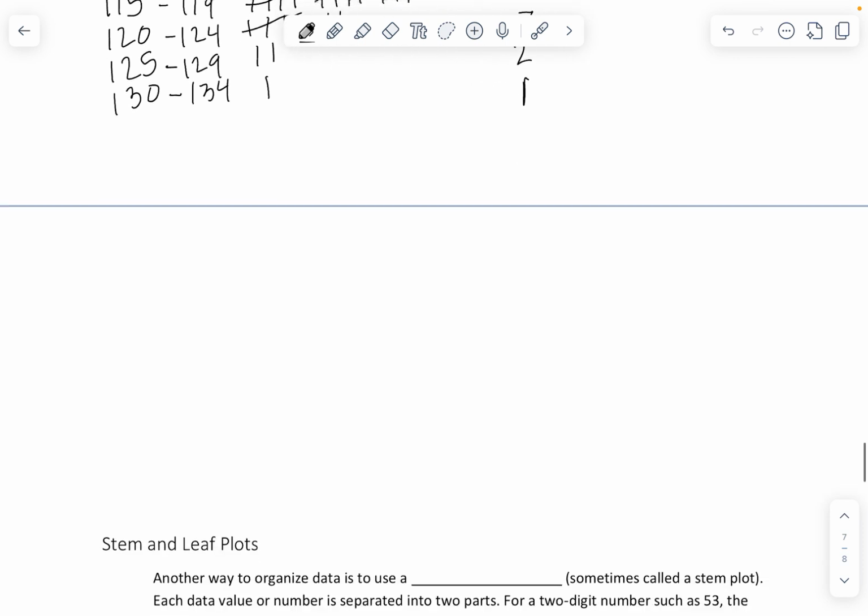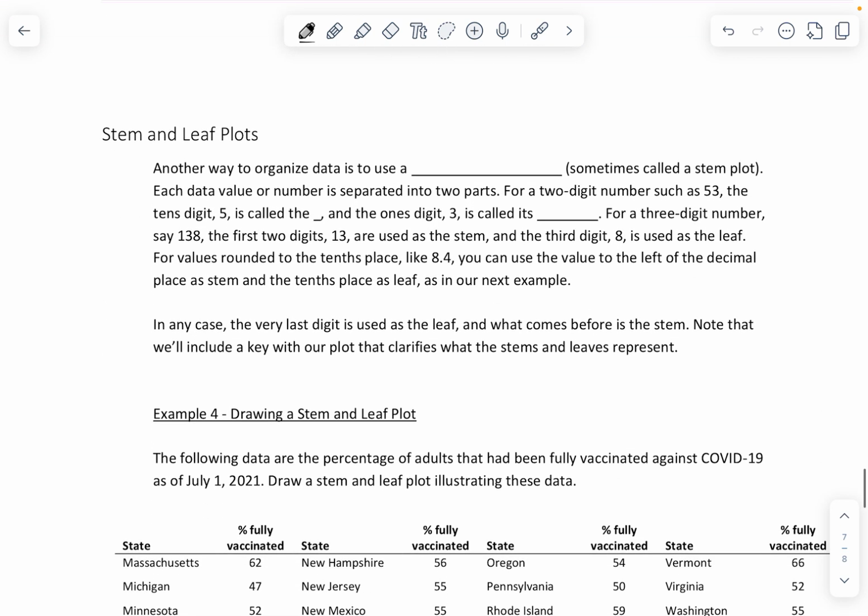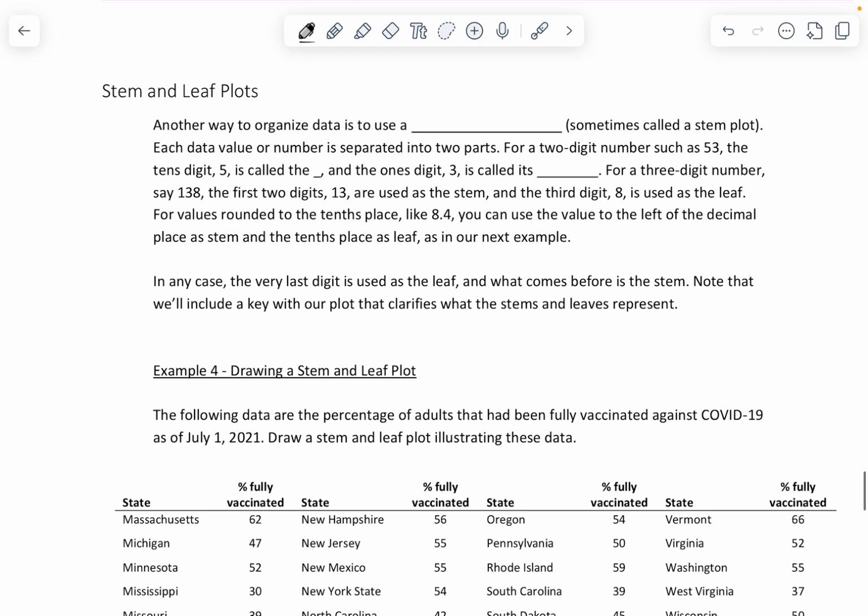Let's move on and talk about another way to organize data, and this is to use what we call a stem and leaf plot, sometimes just called a stem plot. For this type of plot, each data value or number is separated into 2 parts. For a 2-digit number such as 53, the tens digit 5 is called the stem.